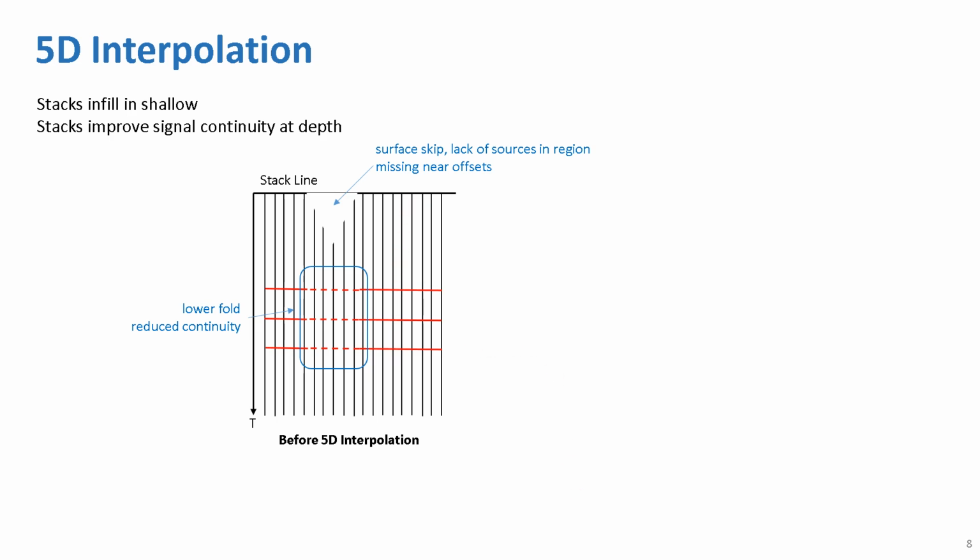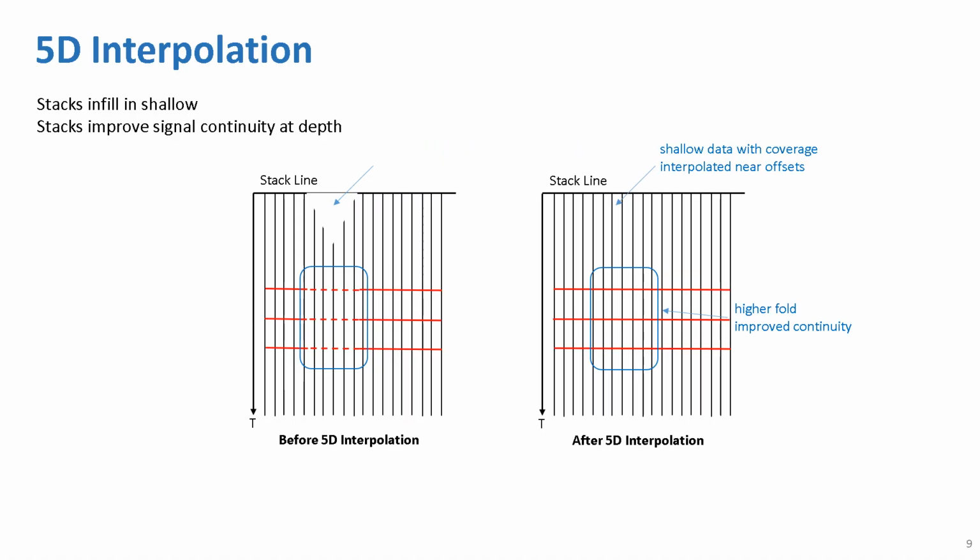Now, after 5D interpolation, we infill those traces on the gathers, stack, and we get better results. We can have more consistent and improved signal to noise on these 3 reflectors at depth. And because we've added new near offsets, we can have interpolated coverage in between and get better reflectors in the shallow as well.